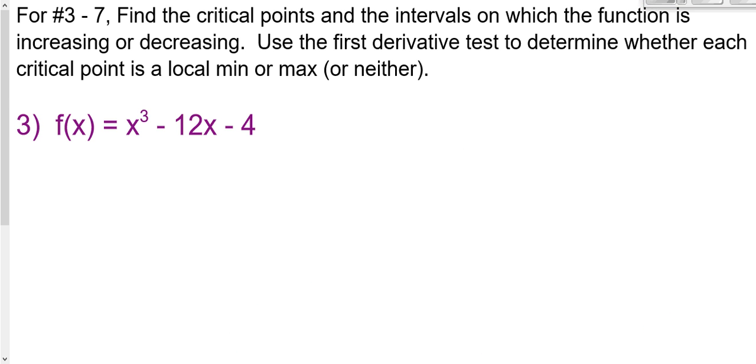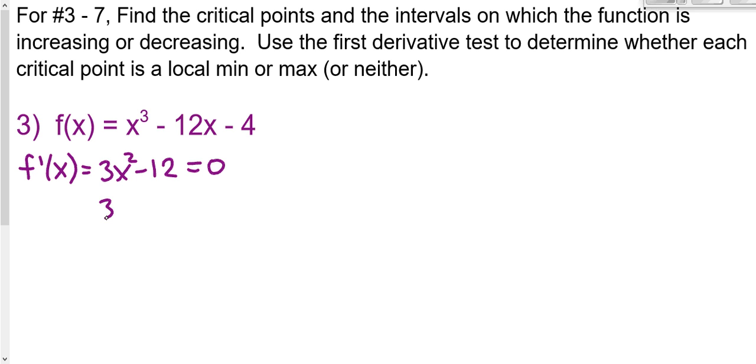Let's do an example. Find the critical points and the intervals on which the function is increasing or decreasing. Use the first derivative test to determine whether each critical point is a local minimum or maximum or neither. Okay, to find the critical points, we need to find where the derivative equals 0 or does not exist. So let's find the derivative, and that would be 3x squared minus 12. There's no place where that does not exist because that's just a polynomial expression. So let's find where that equals 0.